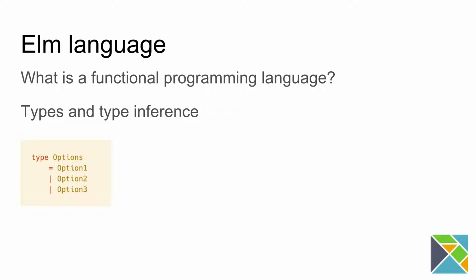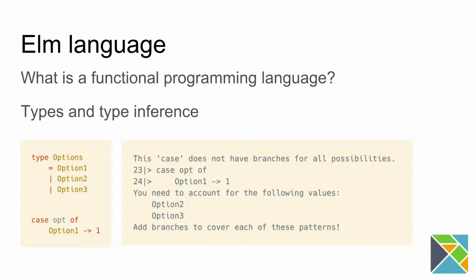For example, just a basic type with options which has possible values of option 1, option 2, or option 3. This is something like a tuple or enum in C. If a developer chooses to case on the option and only handle option 1, the compiler will say you're not handling options 2 and 3, and this will be a compiler error. So something like this will not pass the build.